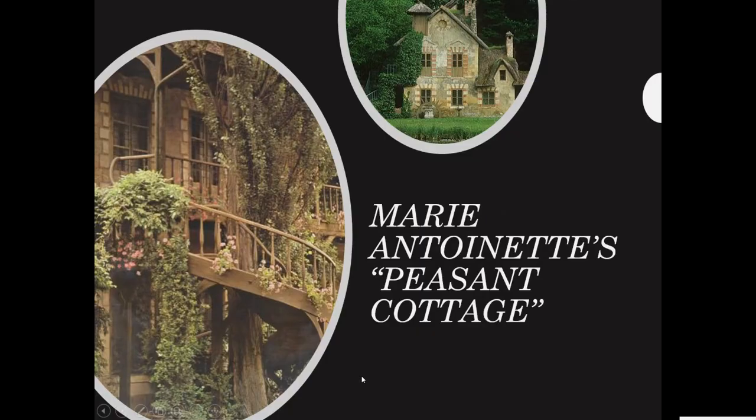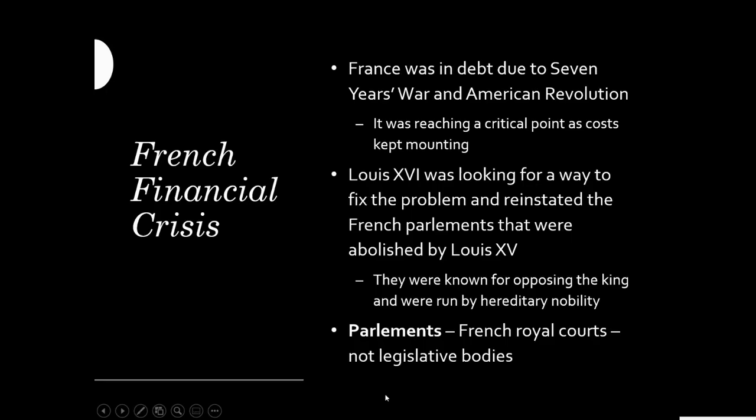Now, of course, nothing summarizes Marie's vantage point of the world better than her peasant's cottage. I mean, if this is the life of a peasant, please sign me up. If I could live in that house, I would love it. But no, this is her peasant's life. This is when she goes out from Versailles. So there is an obvious detachment from what's going on with the country.